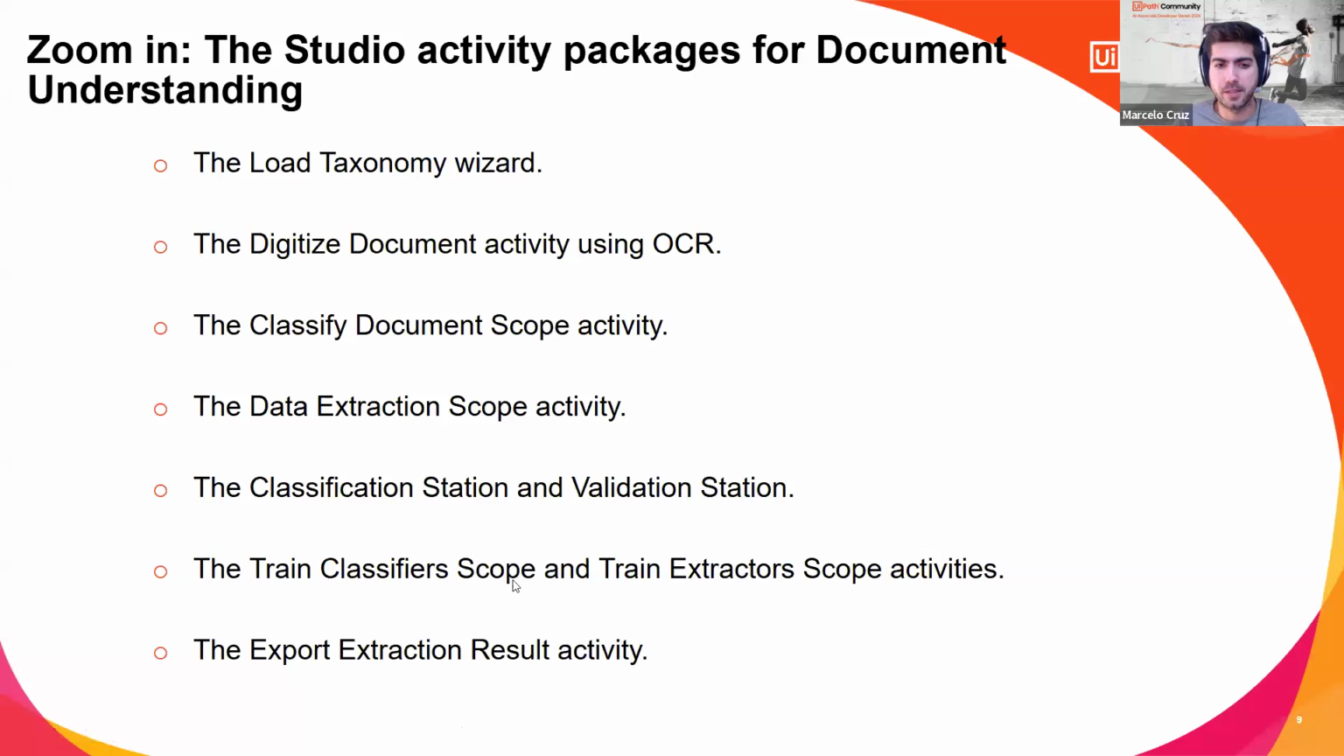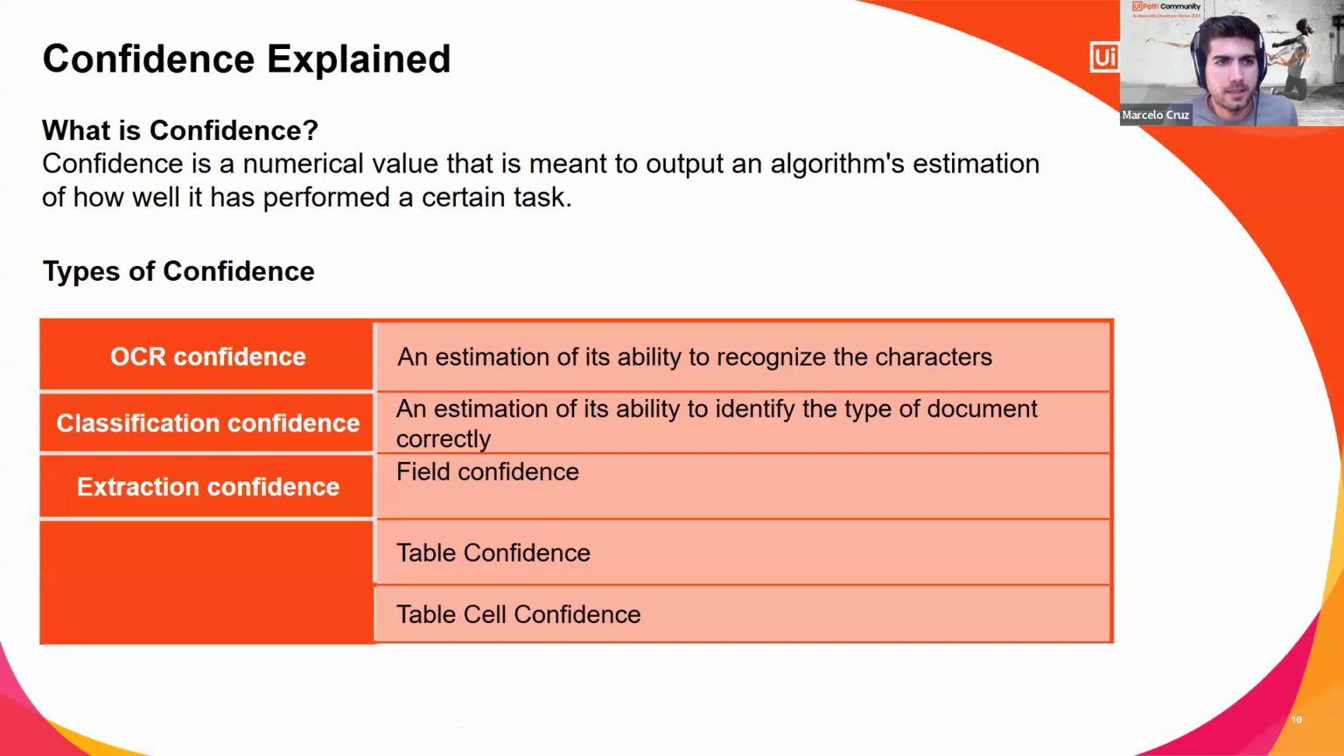Then we can use the train classifier scope and train extractor scope to train the classifiers and extractors, and then export extracted result to export the extracted data to a data set that we can then work with, like we can just, for example, write an Excel file with extraction data. And then just here about the confidence.